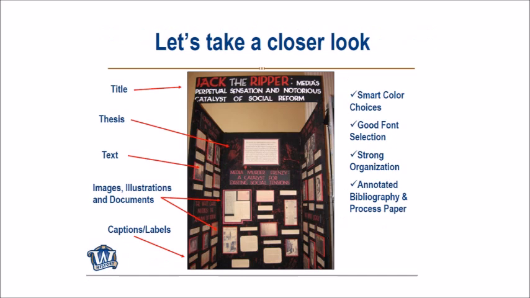So let's have a closer look. This person did a presentation on Jack the Ripper. And you can see they have a really good title up there. It says Jack the Ripper, Media's Perpetual Sensation and Notorious Catalyst of Social Reform. So I know from the beginning, this is about Jack the Ripper. But I know that it's not just a general thing about Jack the Ripper. It's going to be looking at media coverage and how that led to social reform.